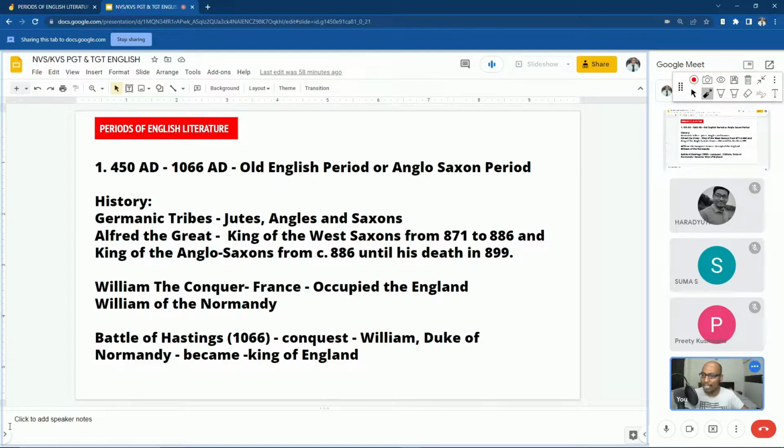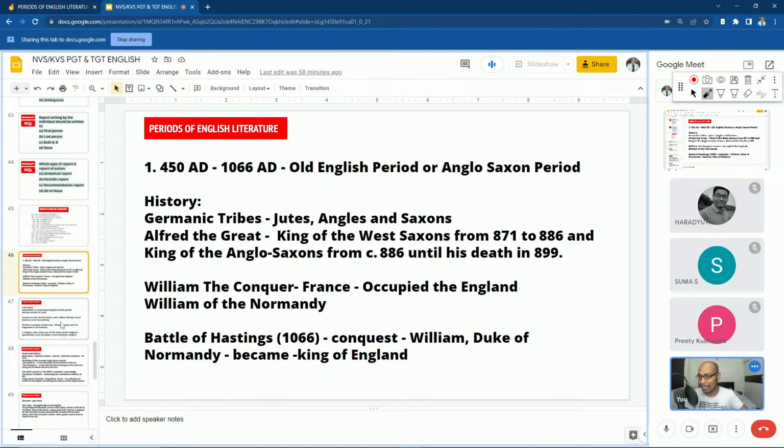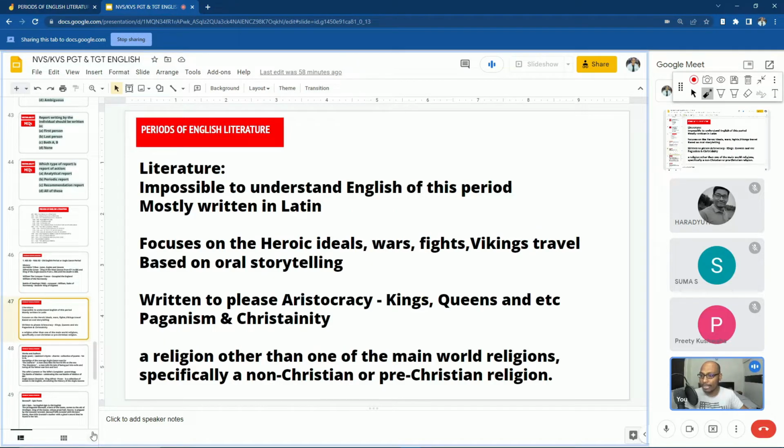This is the history. Just remember the names Alfred the Great and William the Conqueror. He was from France. And the Battle of Hastings happened in 1066. Next, let us go to the literature part.